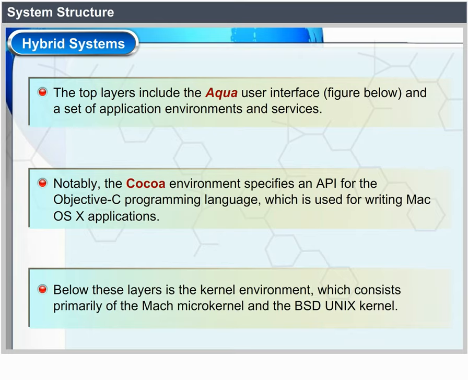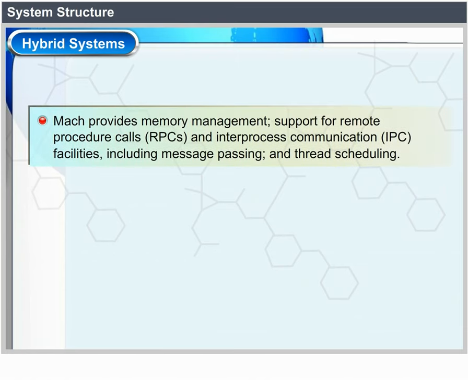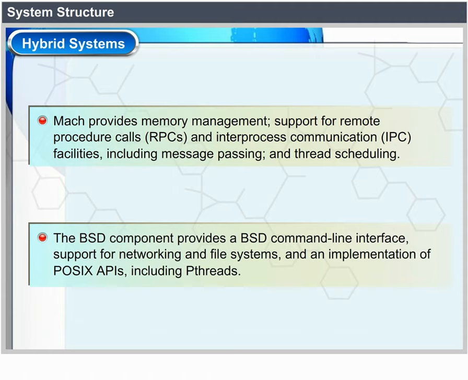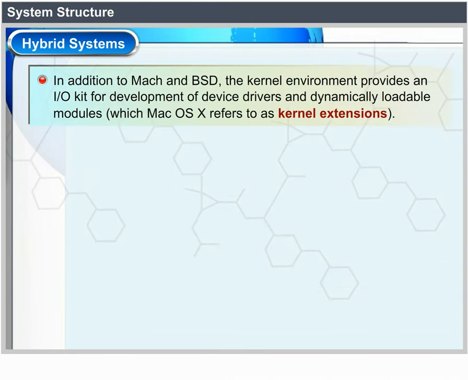Mach provides memory management, support for remote procedure calls, RPCs, and inter-process communication, IPC facilities, including message passing and thread scheduling. The BSD component provides a BSD command line interface, support for networking and file systems, and an implementation of POSIX APIs, including pthreads. In addition to Mach and BSD, the kernel environment provides an input-output kit for the development of device drivers and dynamically loadable modules, which Mac OS X refers to as kernel extensions. As shown in the figure below, the BSD application environment can make use of BSD facilities directly.